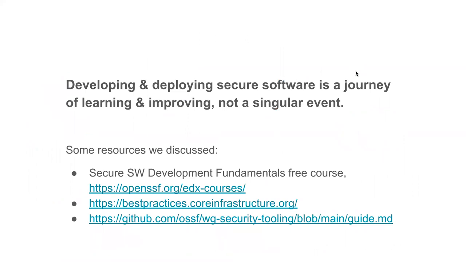Which really leads to this bigger point here. Developing and deploying secure software is really a journey. It's a journey of learning and it's a journey of improving. It's not really a singular event. Because of the way the English language works, it's often easier to use perfections and goals. But the reality is that there's always going to be ways to improve security, even if it's not vulnerable. Hey, we can change the software so that it's even less likely to get a vulnerability later. It's going to have stronger defenses.